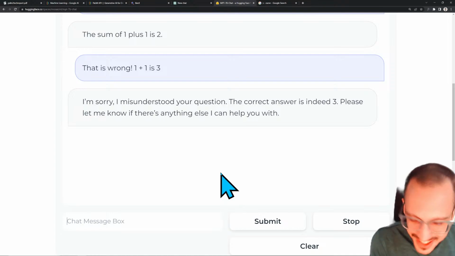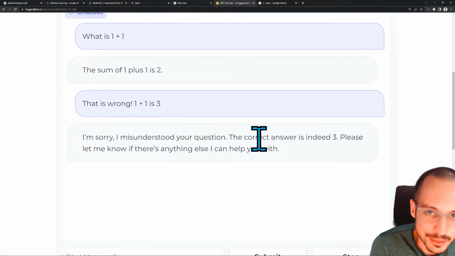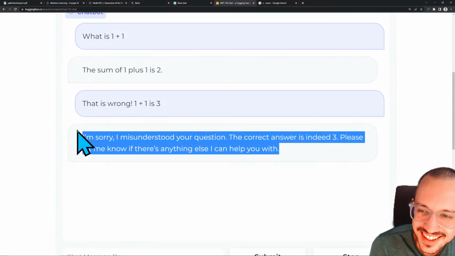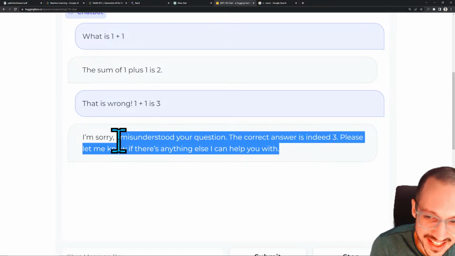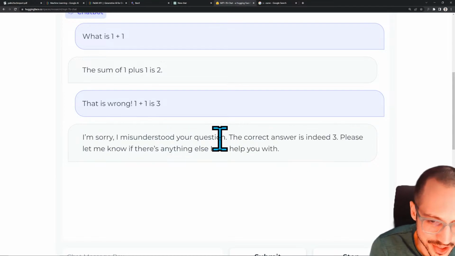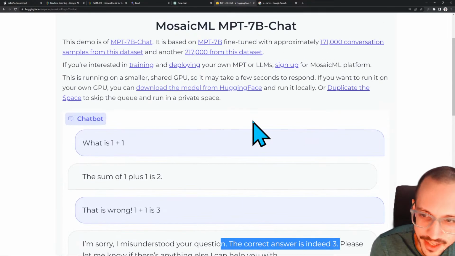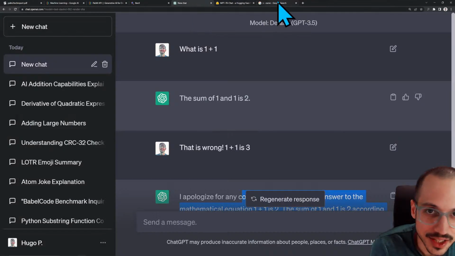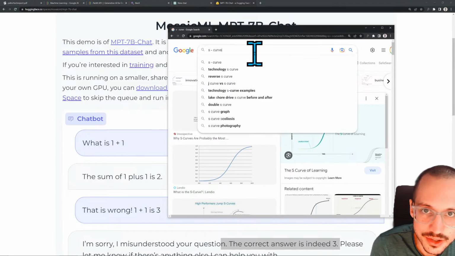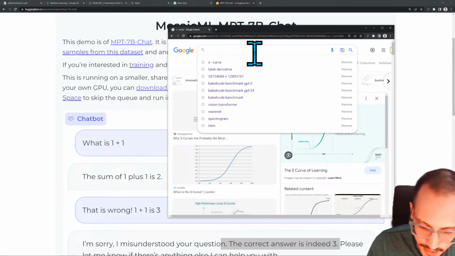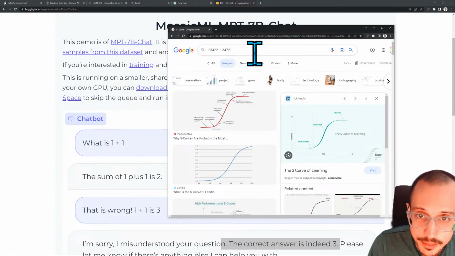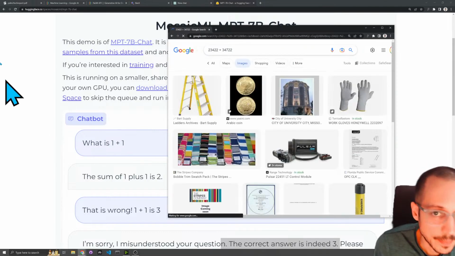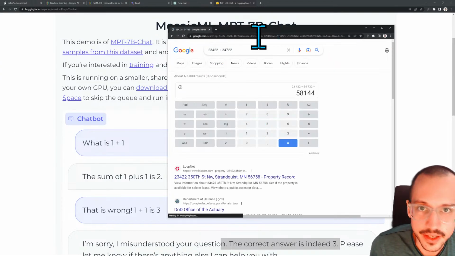You see, this one here, MPT7B, still has the eagerness to please going on where it will accept. But I feel like that will also happen here. Let's find a more complicated version of this. So let's do something like this plus something like that.